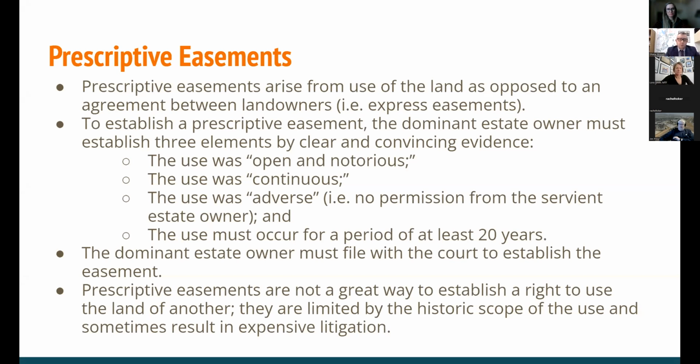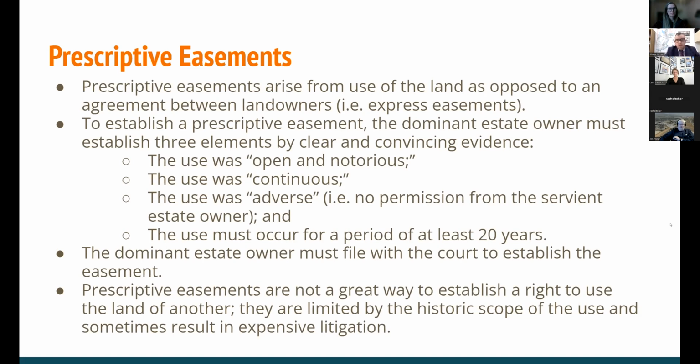So if you go to court to prove a prescriptive easement, you actually face a pretty heavy evidentiary battle to get that prescriptive easement proved up. You also have to do it through a court case. Otherwise, it would just be an express easement because it would be an agreement between the landowners. And because of all these various things, prescriptive easements are not a great way to establish a right to use the land of another. They're limited also by the historic scope of how the easement was used.